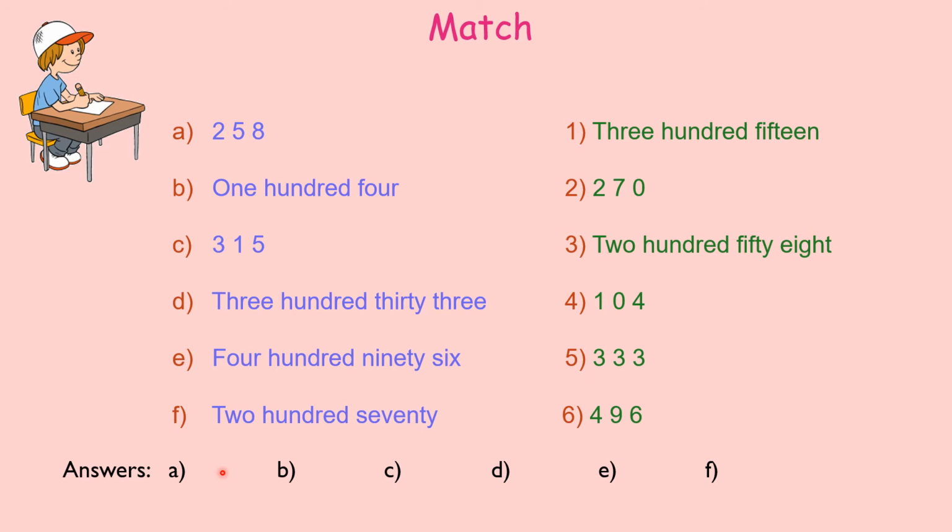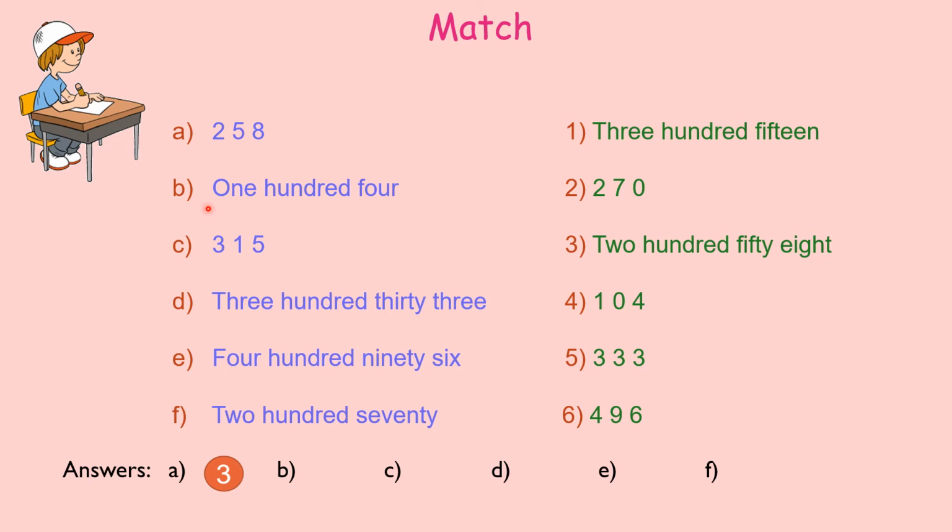Okay, let's do it. The first question, A, is 258. So we have to find out the number name for that. So 200, where is 200? Yes, here is 200. 258. So 3 is the answer for A. So we'll put 3 there against A.